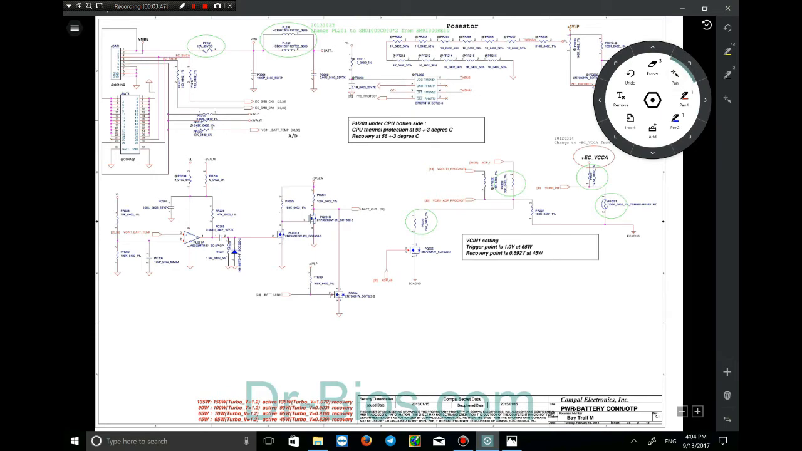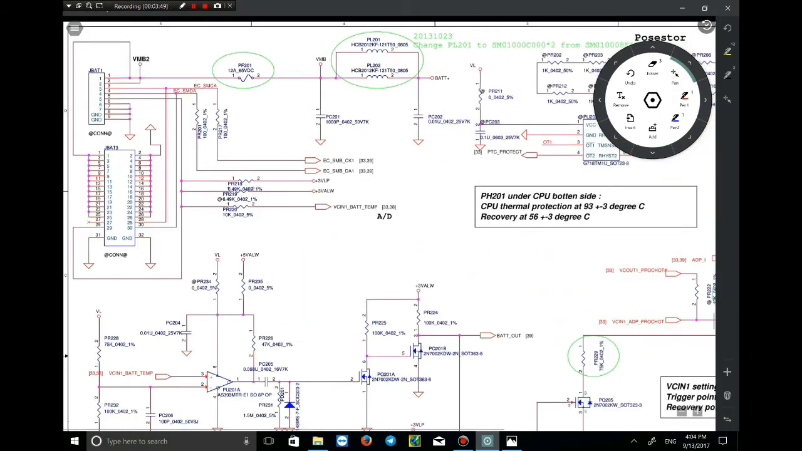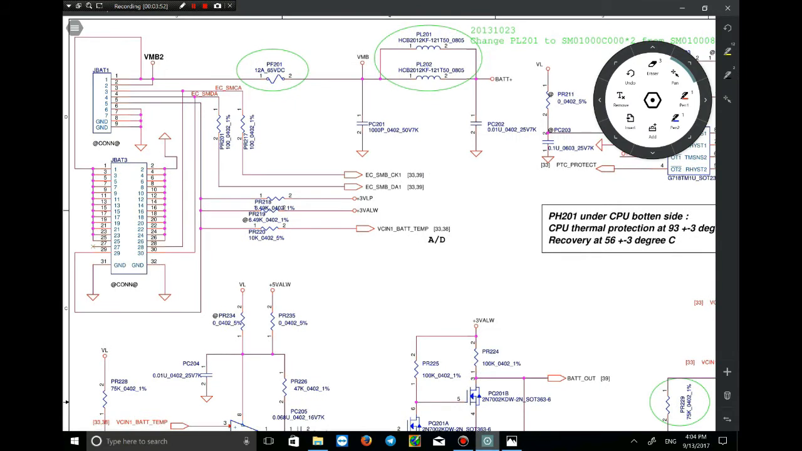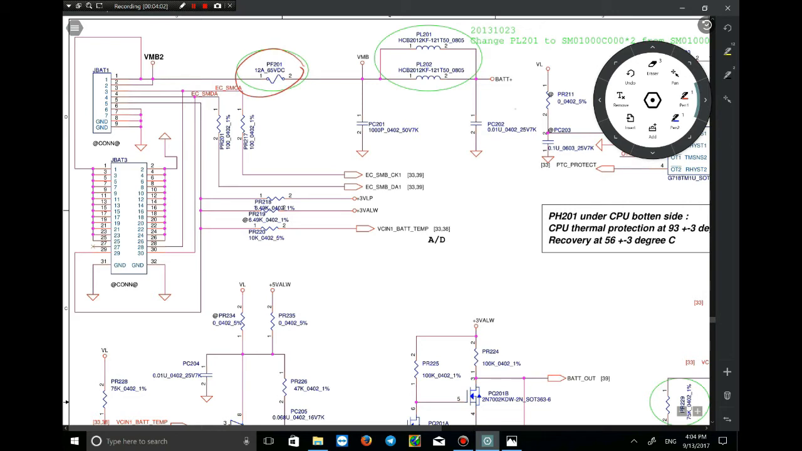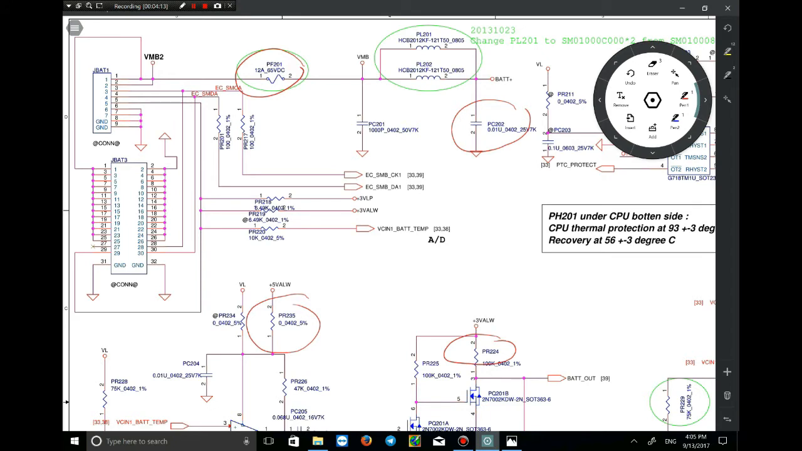On page 30, you see codes 200 and more than that. All of this block's components start with 200. PF 201, PC 202, PR 224, PR 235. As you see, all of them start with 200. So code 200 is for the battery, the battery DC.